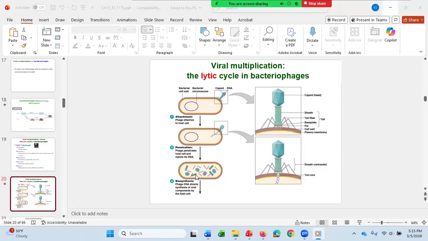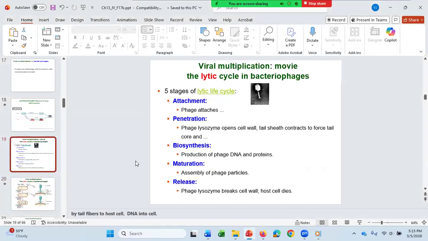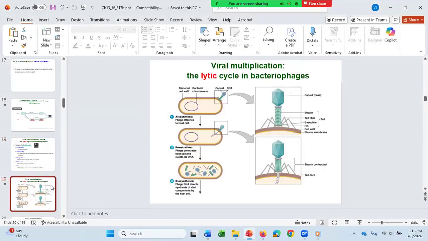All right, and then we enter the biosynthesis or maturation phase. Biosynthesis is the production of the phage DNA and the phage proteins. How that happens is the two strands of DNA will be separated, and each strand will be used as a template to make the corollary strand, and that can replicate the DNA.